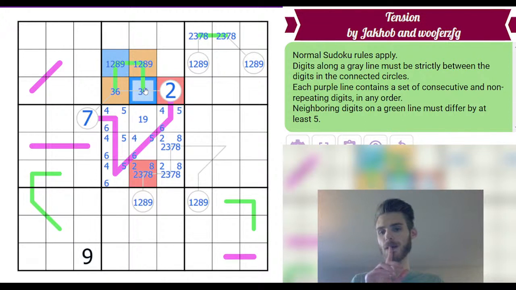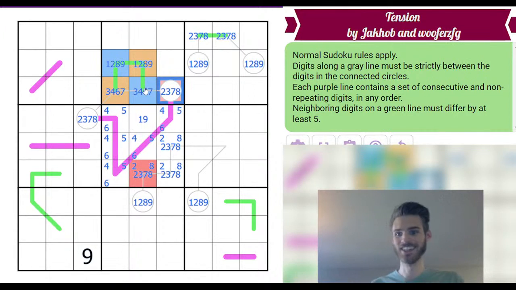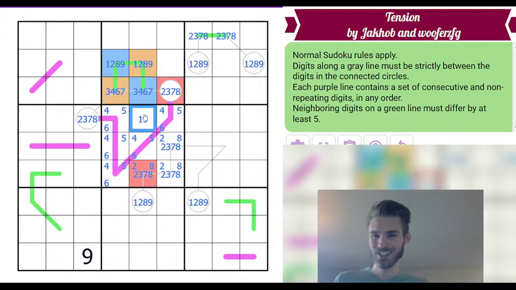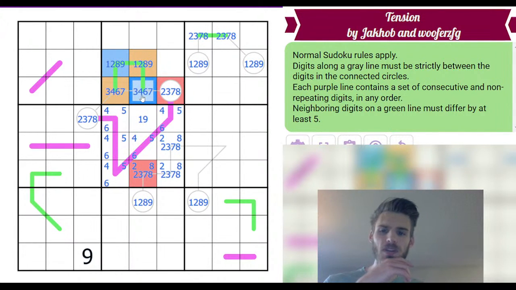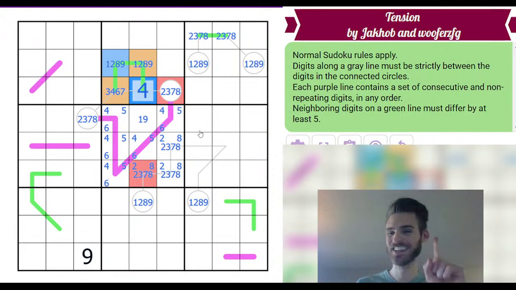Wait, doesn't that mean... No. This will be the opposite parity as that. So then... Wait, in the case where the... Can this be... I don't think this can be a 4. I'm pretty sure this can't be a 4. I'm going to allege this cannot be a 4.